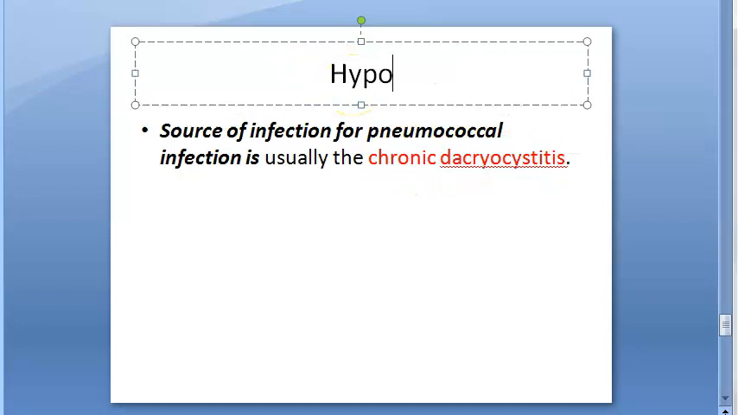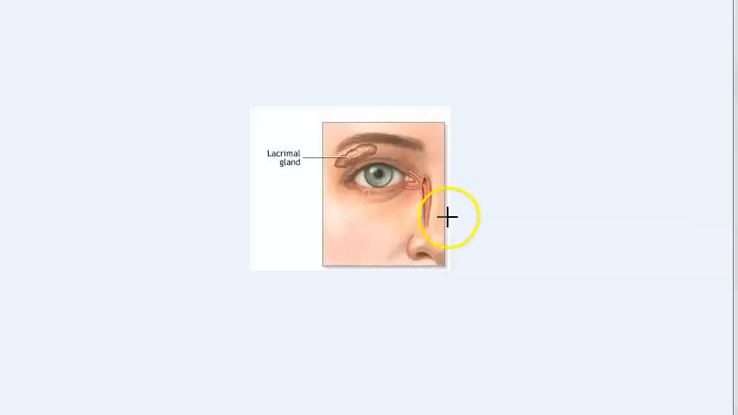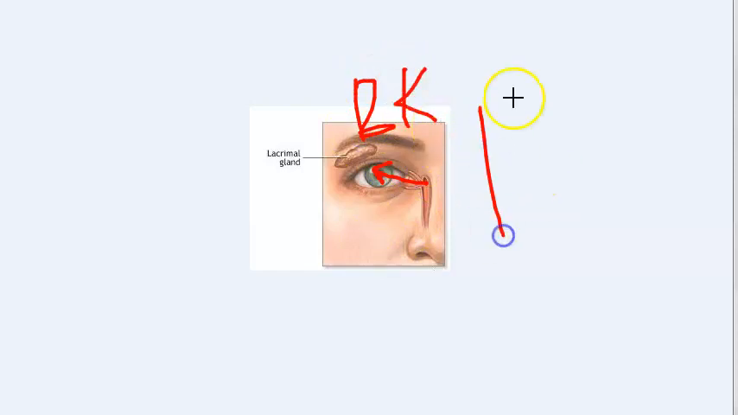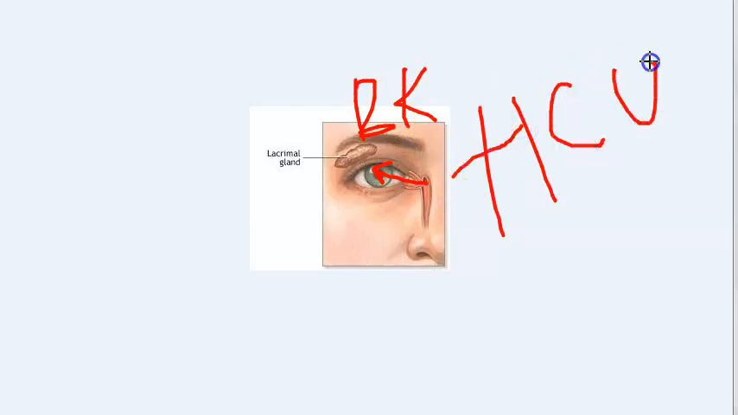We are talking about Hypopyon corneal ulcer. So where is the lacrimal sac? Here you have the lacrimal sac, right? So some chronic infection of this, usually if it is by chance by Streptococcus pneumoniae, it is going to affect the cornea and cause bacterial keratitis, which is because of Streptococcus pneumoniae that has a special name called Hypopyon corneal ulcer. It's also called ulcus serpens.